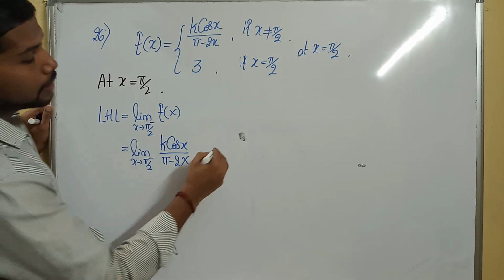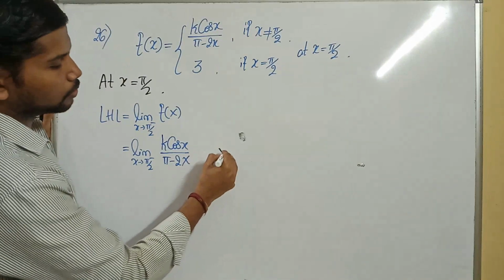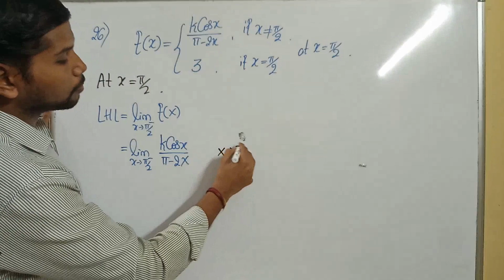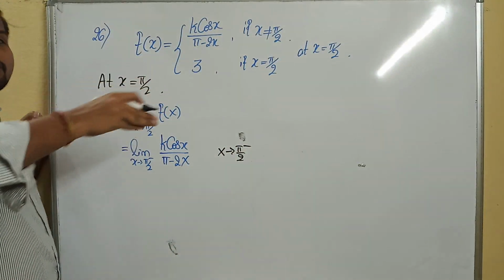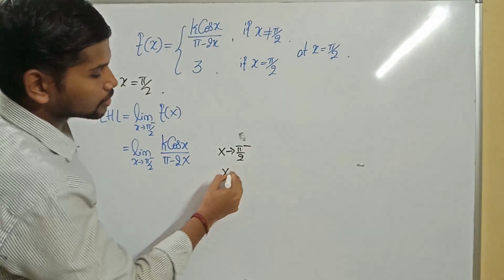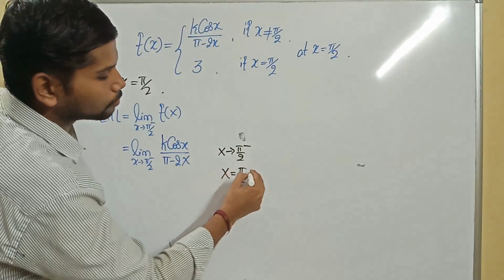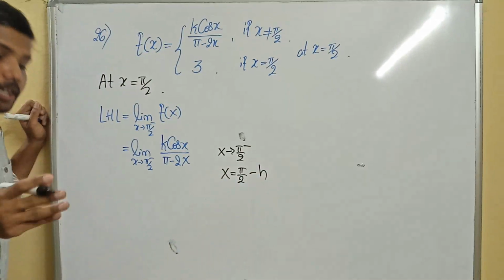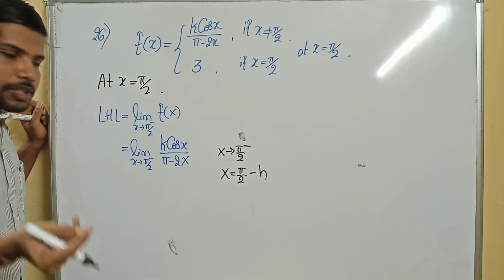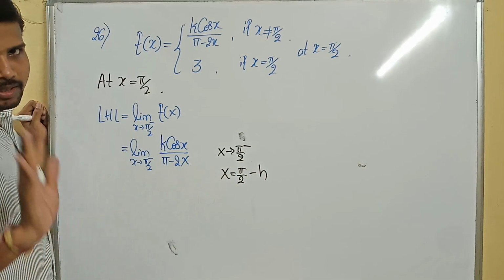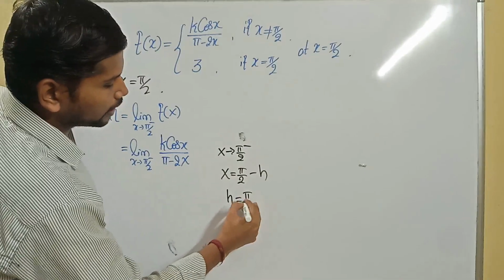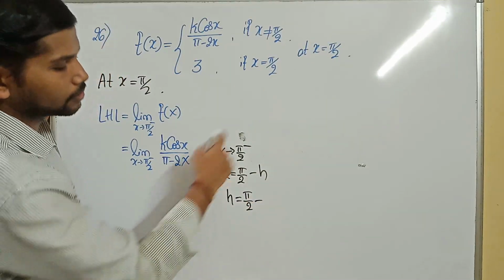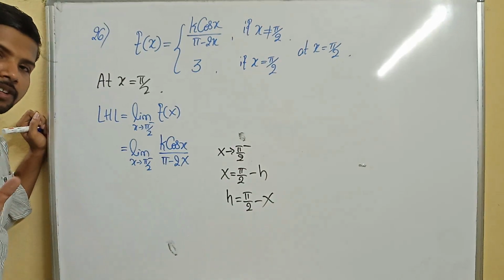I'll change the limits here. How to change the limit? X tending to pi by 2 minus. Pi by 2 minus means left part of pi by 2. That's why x is equal to pi by 2 minus h. Means in the pi by 2 some height is subtracted and then only it will be x is equal to. Got it? Now minus h on left hand side, h is equal to pi by 2 minus x on right hand side. Got the point clearly?